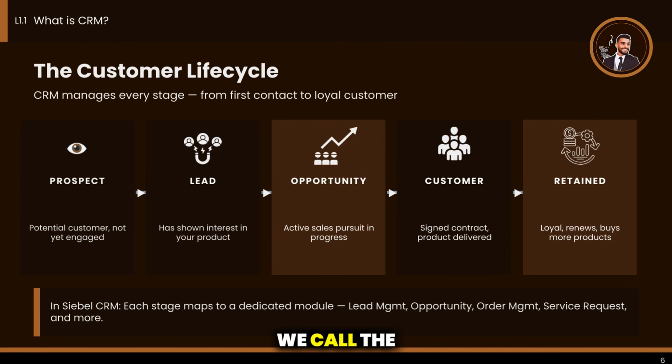CRM manages what we call the customer life cycle. This is the journey a person takes from the moment they first hear about your company to the moment they become a loyal or a long-term customer. It starts with a prospect. A prospect means someone who might be interested, then becoming a lead. They have shown real interest, then becoming an opportunity. Your sales team is actively working with them, then becoming a customer. They have signed a contract. And finally, a retained customer. They stay and they renew, they buy more of your products.